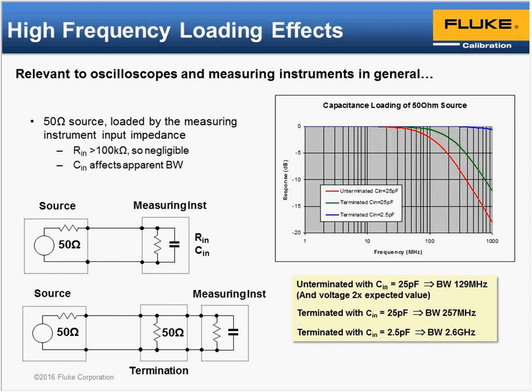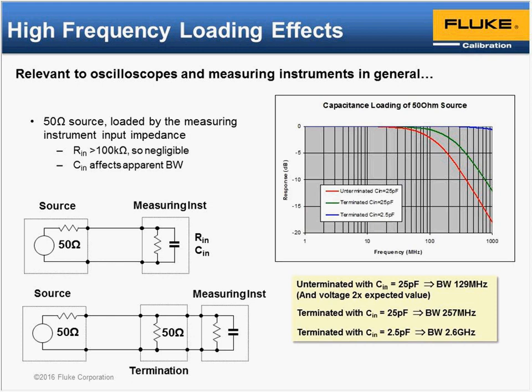First of all, if we don't terminate with a 50 ohm on that upper diagram, then the voltage that we actually see is twice the voltage that we would expect from the calibrated value of the source, because the source is calibrated into a 50 ohm load. Without that 50 ohm terminator being present, you get twice the output voltage. So the unterminated case is the red line, and in this case we would see an apparent bandwidth of 129 megahertz. If we terminate correctly with the 50 ohms, we see something close to 260 megahertz.